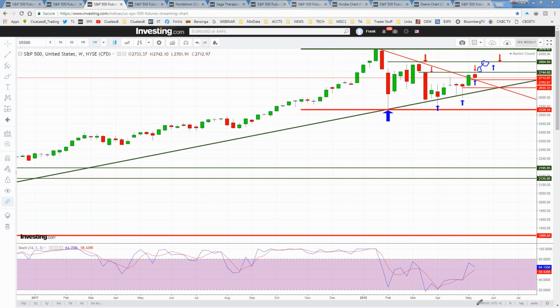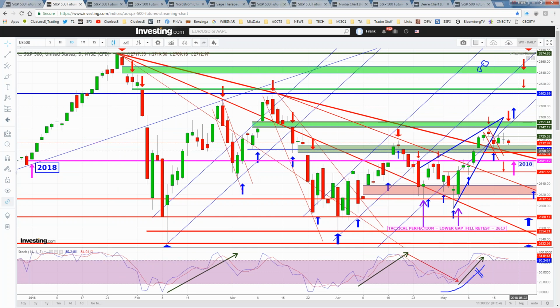Now let's look at the internal stochastics. Good old STOs. The STOs are still trending higher, despite all the nervousness that's in the market. On the weekly, the STOs are still trending higher. Now, do they make a dive like this? Certainly can.